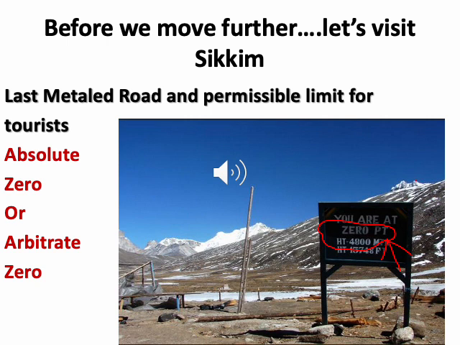Getting bored? Okay, it is time to visit Sikkim. So here you can see it is written that you are at the 0 point and height is showing something like 4,800 meters. What does it mean? Is it really 0? Is it the end of the world? No. It is a virtual 0, which simply means it is the last metalled road and permissible limit for the tourist, beyond which the entry for civilians is not allowed. So it is not an absolute 0, but an arbitrary 0.